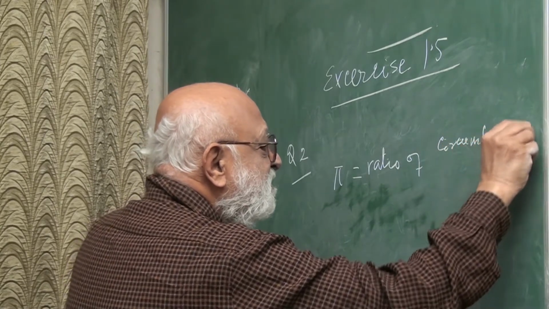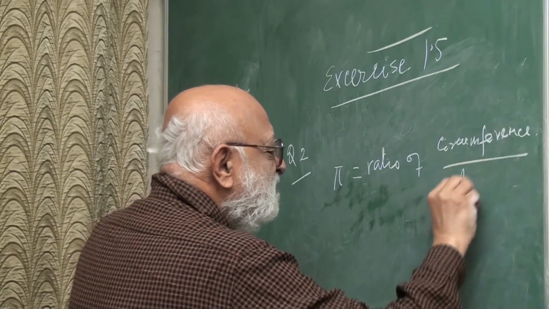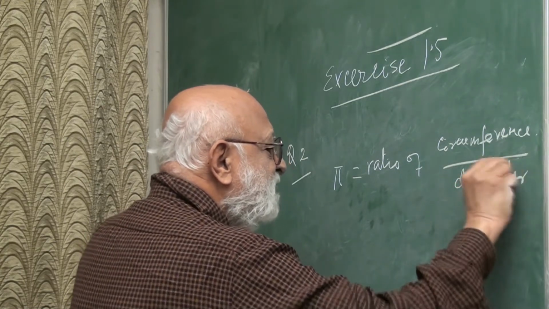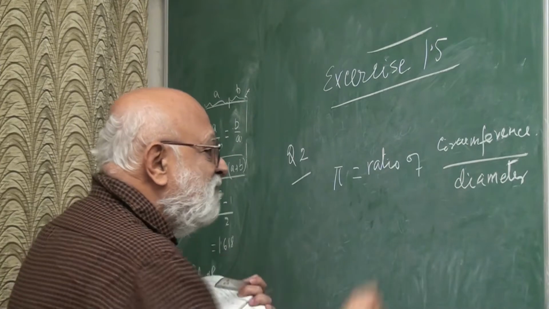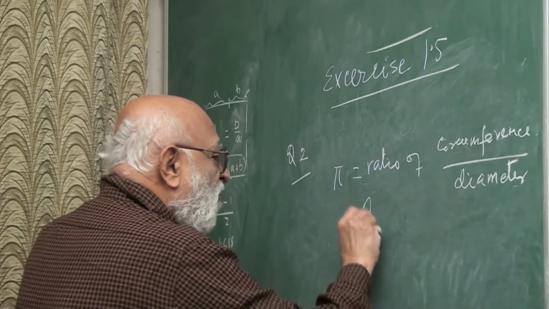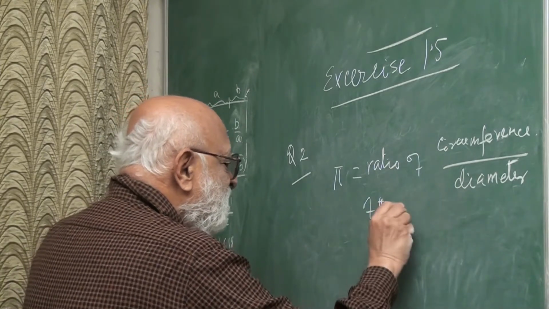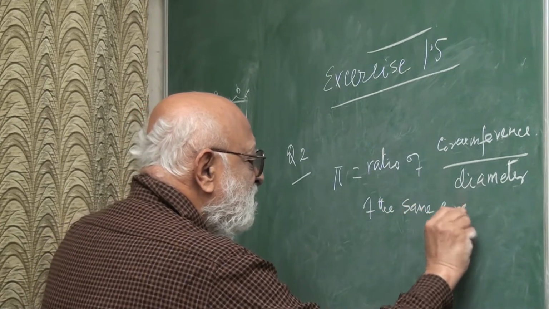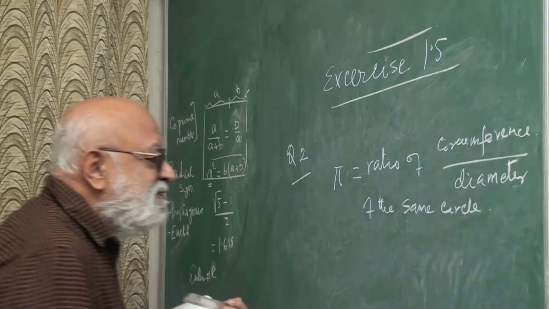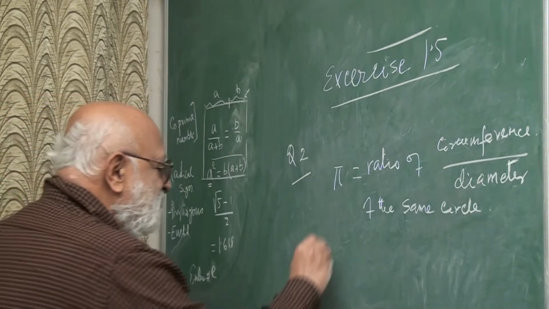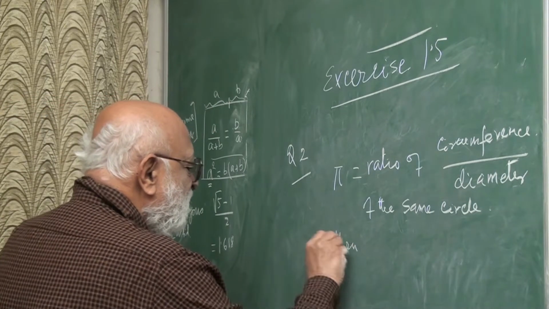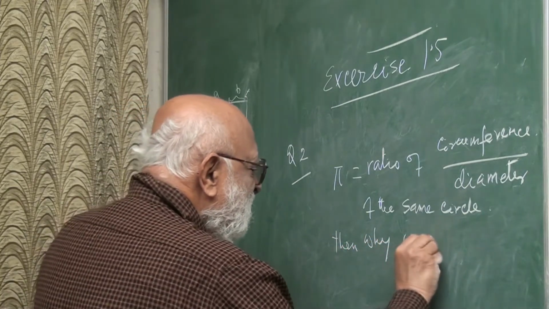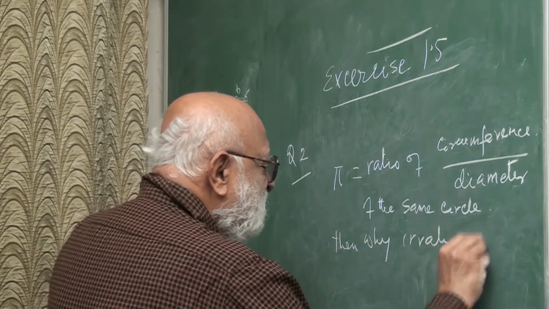Circumference to its diameter, the same diameter of the same circle. It's not somebody else's diameter, it's the same circle. Then why is it irrational?